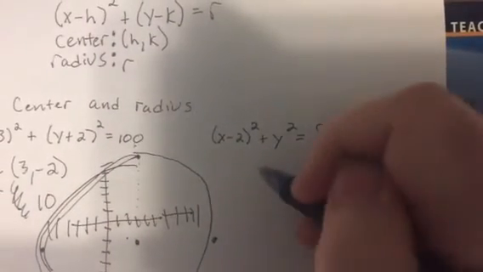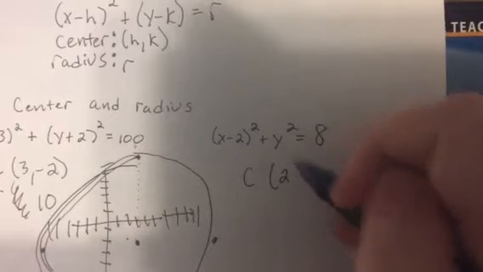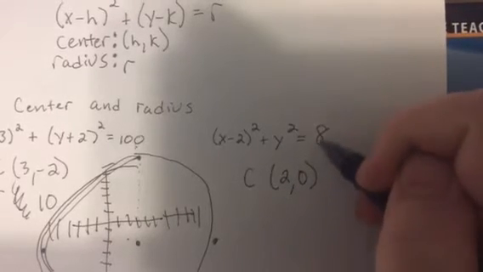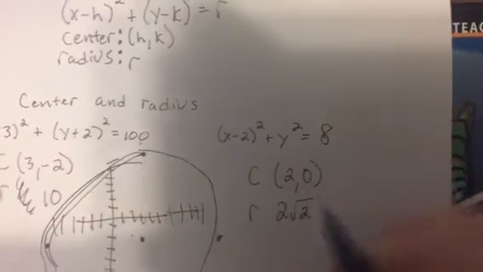But what's the center and radius? The center would be (2, 0), just like the vertices, and then the square root of this number. So the radius is 2 square root of 2.